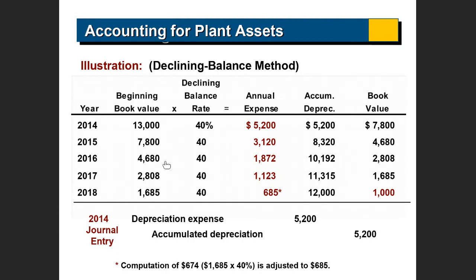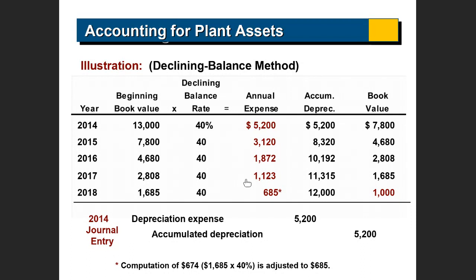4,680. 40% of that is 1,872. Subtract that from this, get 2,808. 40% of that, and so on and so on. Are you following? The 40% is double what you would have taken in the straight line, right? So you don't have to calculate the straight line for that.